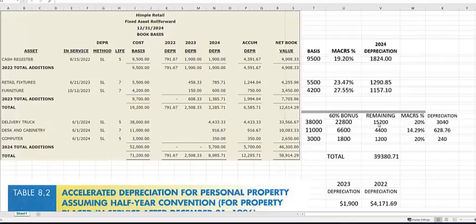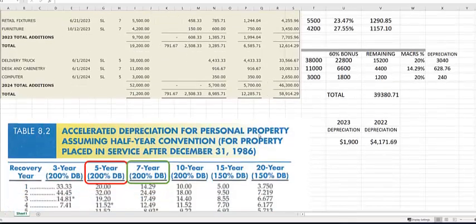So I'm going to go to the Table 8.2 because we are not using the mid-quarter this time because everything was acquired in the second quarter. So we're going to go down under 5-year. Recovery year 1 is 20%. So the remaining basis times 20% gives me more depreciation of $3,040.